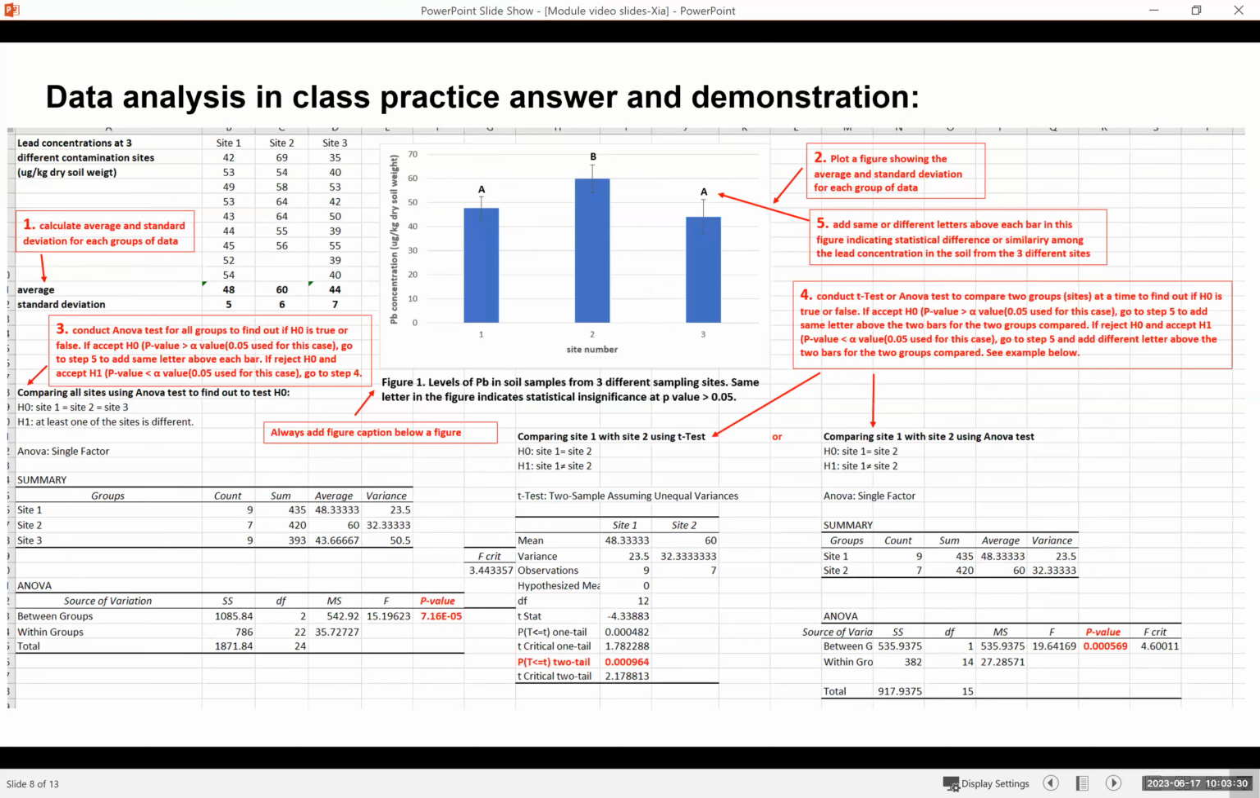So again, I demonstrated the procedures, how to conduct ANOVA test and t-test, and how to plot a proper figure to show the test finding. So in this case, site 2 has the highest level of lead contamination. And then the decision should be that if you have a limited amount of money and you can only remediate one site at a time, you need to start with site 2 and then move on to site 1 and 3.